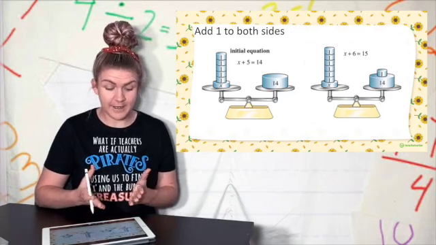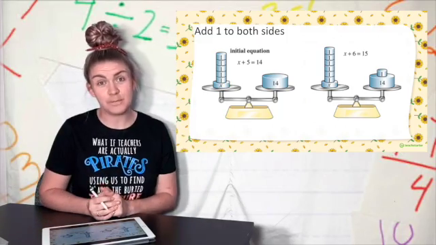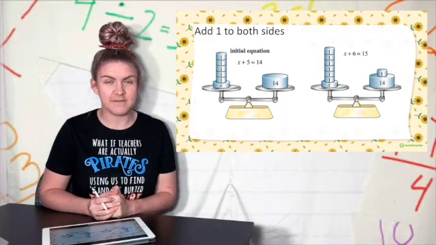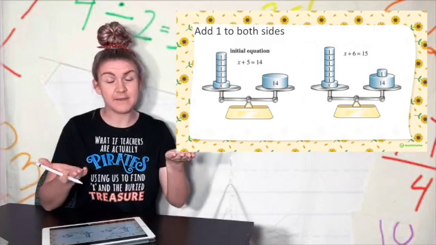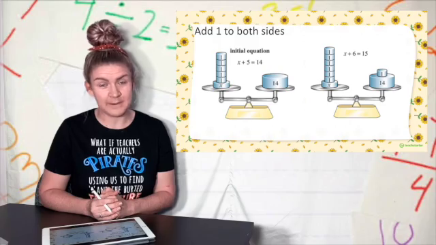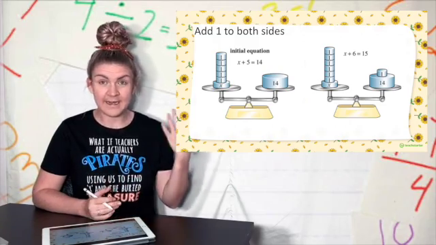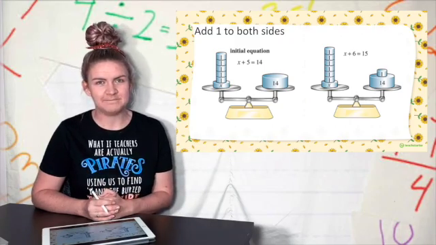If I go back to my original scale, and this time I add 1 to both sides, it's doing the same thing. Adding it to both sides means they remain balanced, and I haven't actually changed what the scales are showing. But now I have x plus 6 on the one side, and I have 15 on the other.